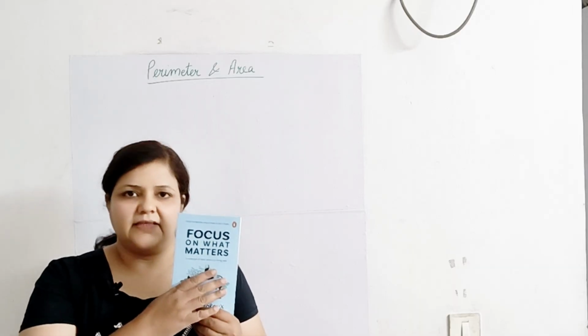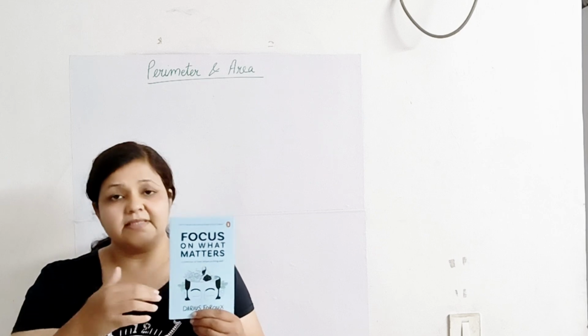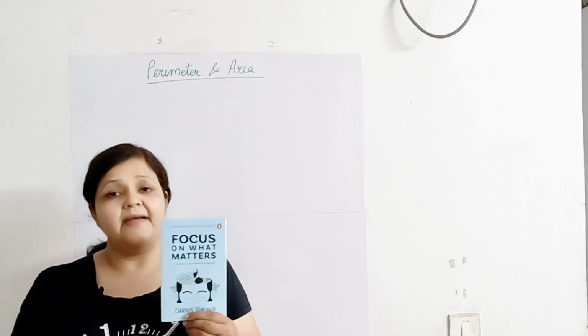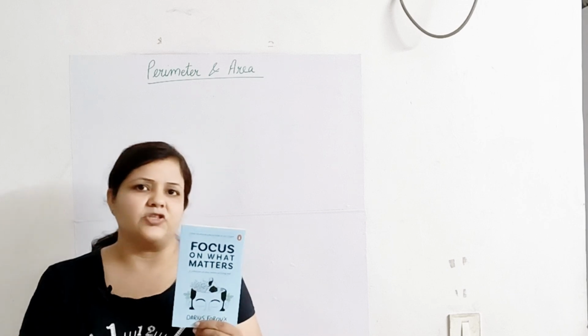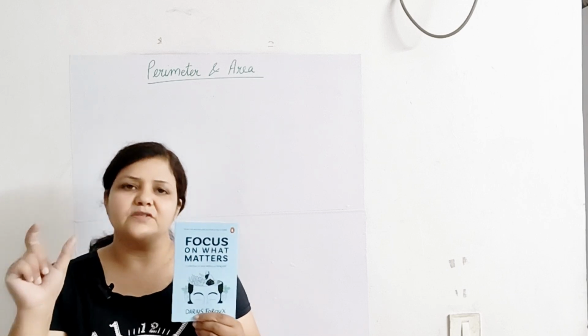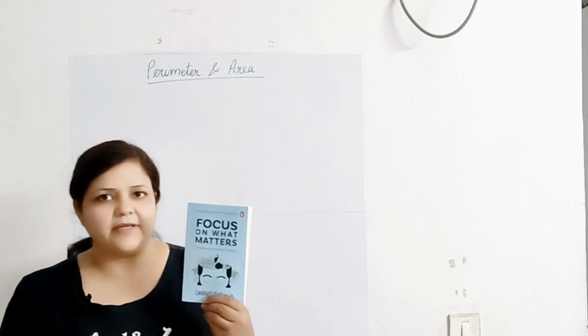I have a book in my hand. Now tell me, if I put ribbon around its edges, what am I measuring? And if I color the entire front page of the book, what am I measuring? That small difference is called perimeter and area. Now look at the book carefully.